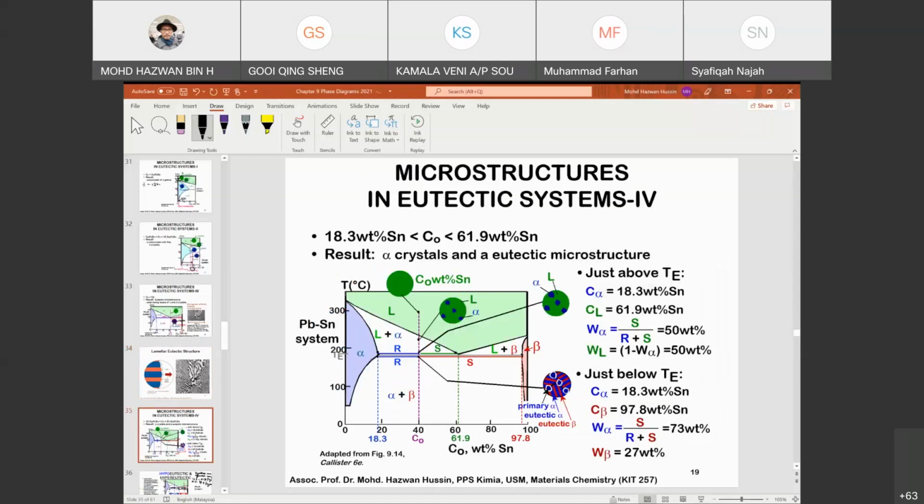So that is why you have alternating or jumping formation. And finally, you can also have a region between 18.3 until 61.9. This is actually the region.